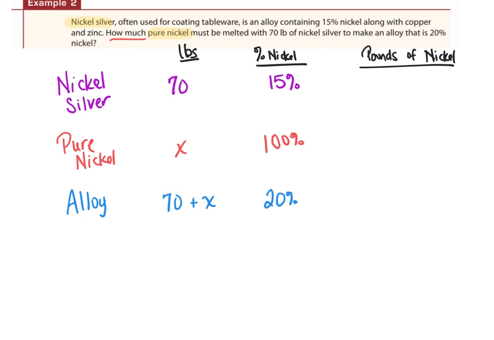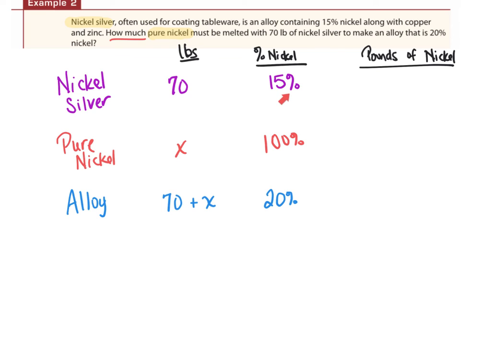Everybody agree with that? Okay? So just like all the other problems, how do you think I'm going to calculate that last column there? I'm going to multiply, right? If I take 70 pounds of nickel silver and it is 15% nickel, how many pounds of nickel will I have? Well, I need to multiply 70 by 0.15.